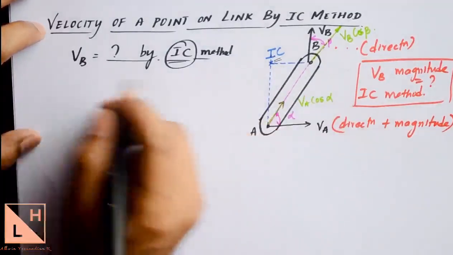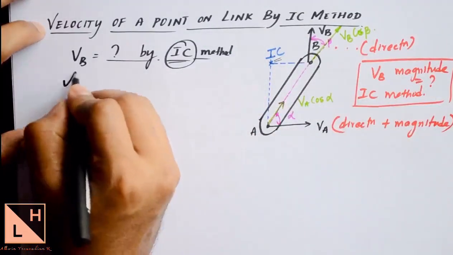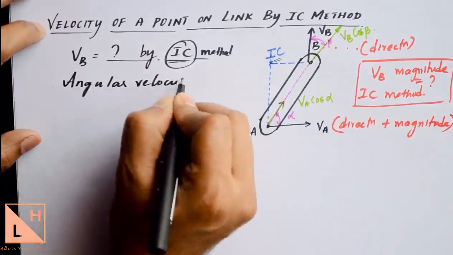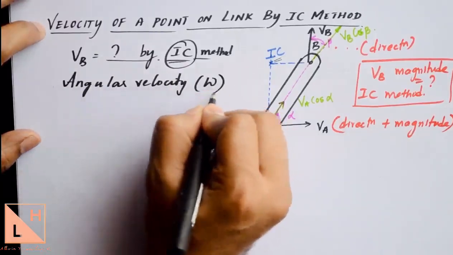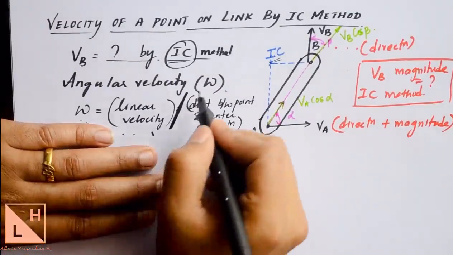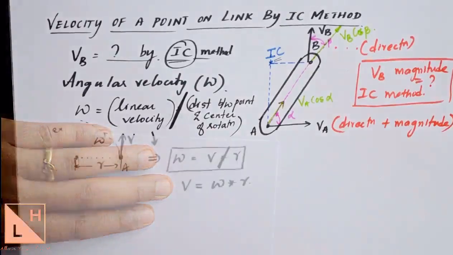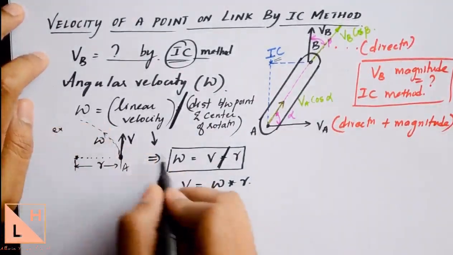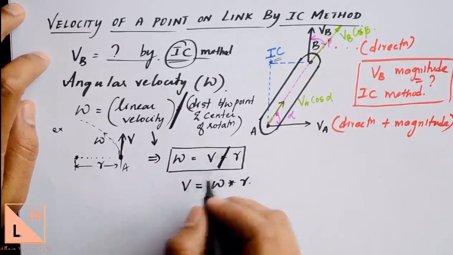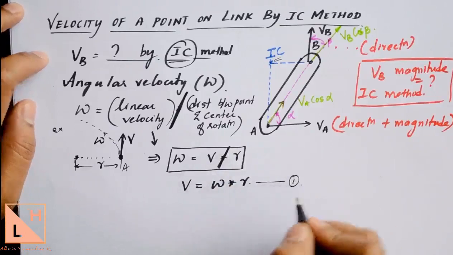Now since this is rotating, so we are assuming this link to be purely rotated, there exists an angular velocity of the link, omega. So this angular velocity is given by the linear velocity divided by the distance between the point and the center of rotation. So when we write the expression considering this, the value of omega will be given by V divided by R. Hence we get the value of V as omega into R. You can assume this as equation number 1.